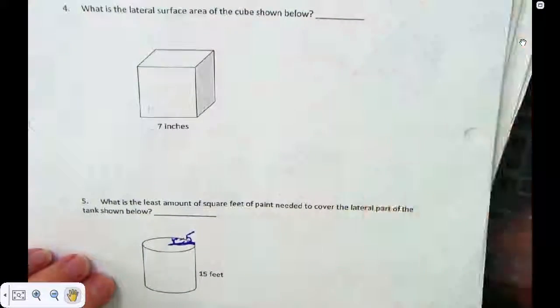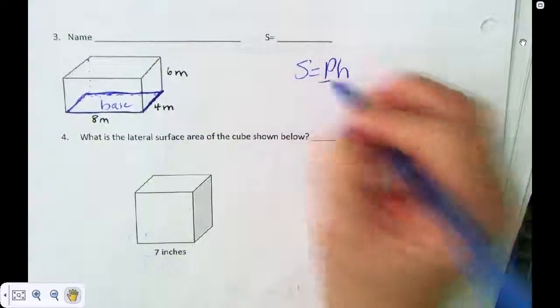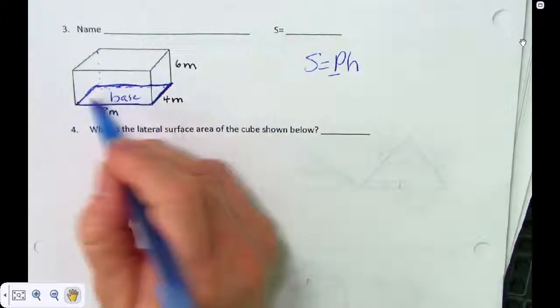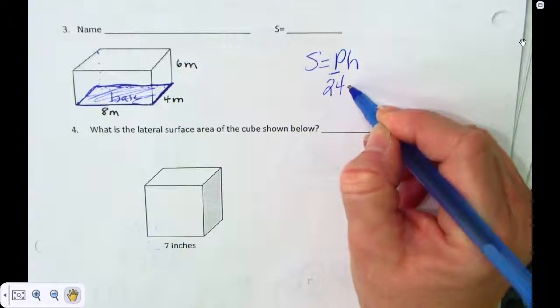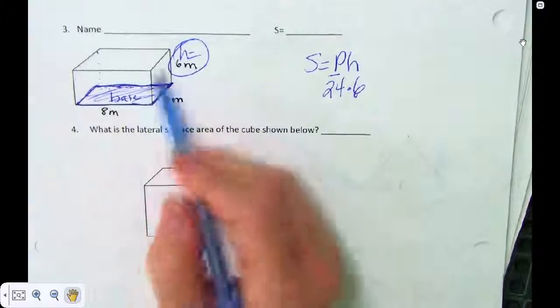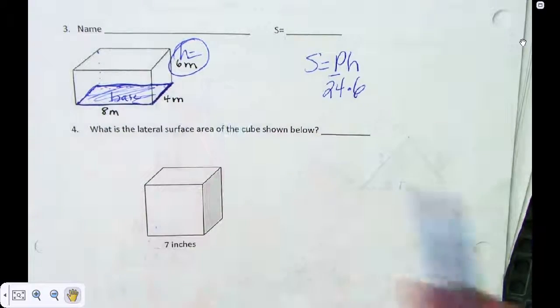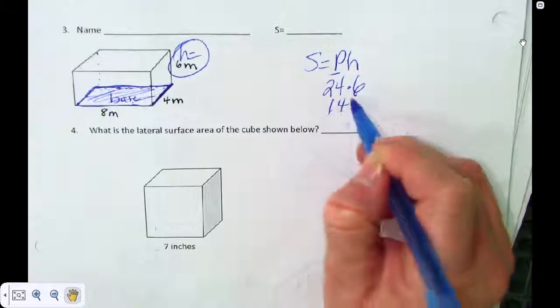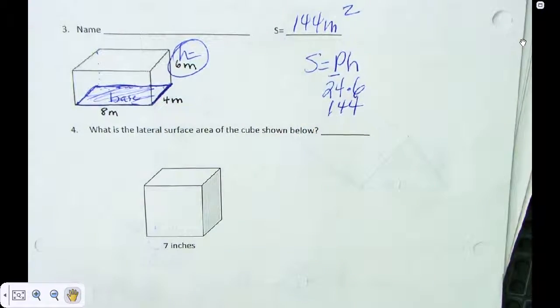Number 3 is a what? Awesome. So we're going to do PH: the perimeter of the base, good, and the height of the prism. What did I forget to do over there? I forgot to label. You need to label. And that's going to be what? 144 meters squared because we're doing surface area.